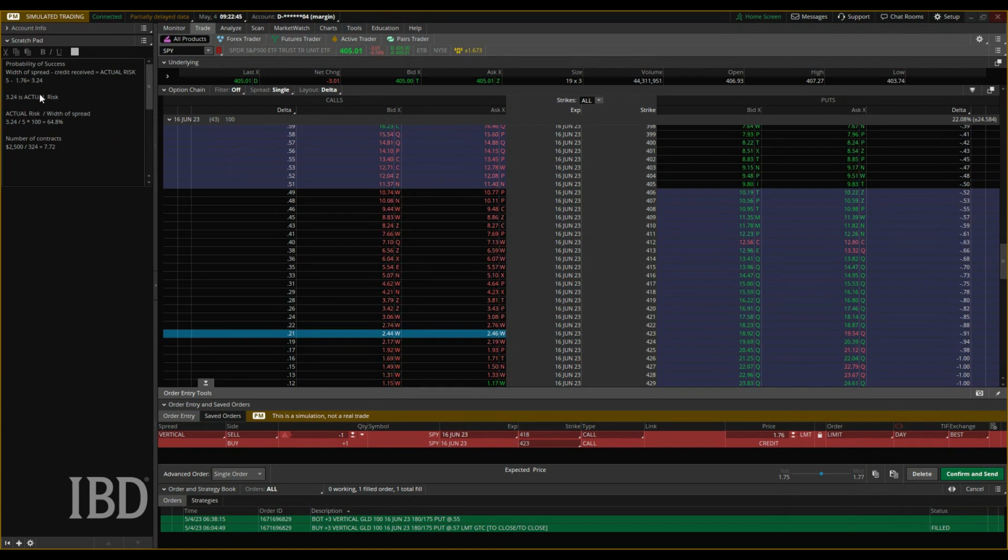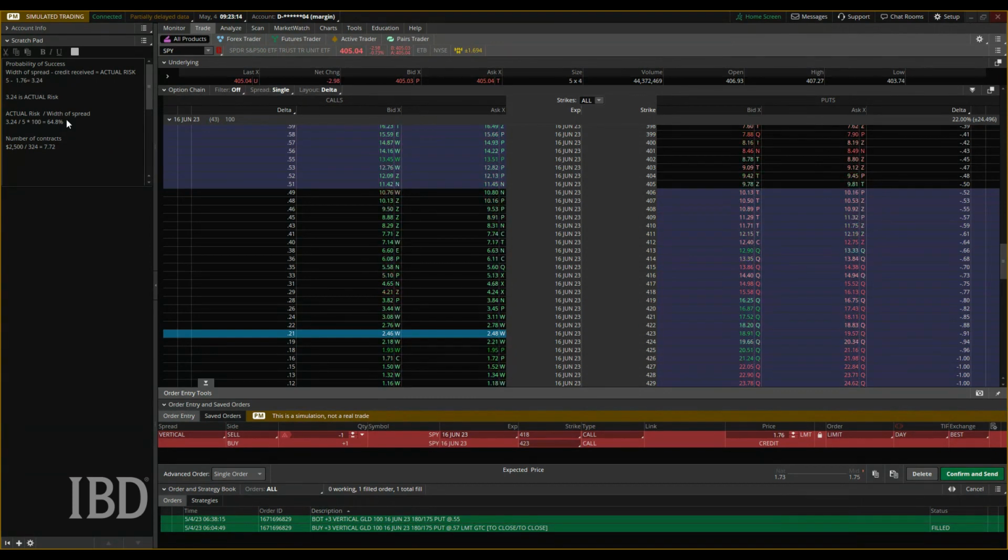So that's our actual risk. Now, to determine the probability of success, we take the actual risk, which is $324. I could just take that decimal out, but anyway, $324 divided by the width of the spread, times 100. That's going to give us a probability of success of 64.8%. So not bad as far as the probability there.